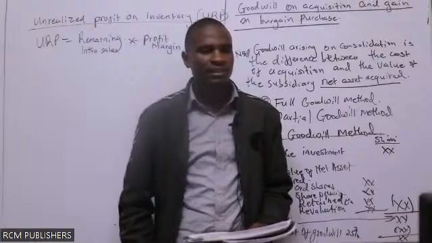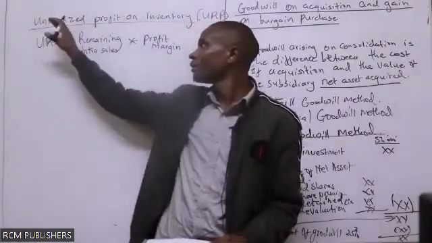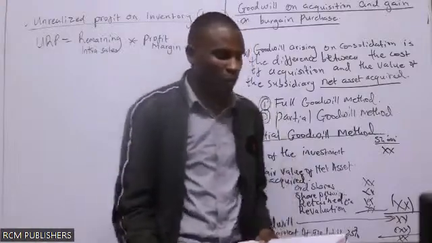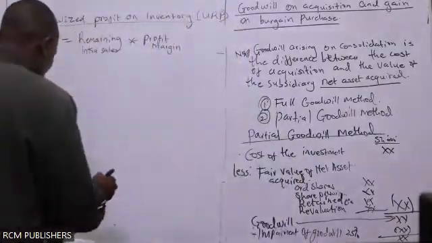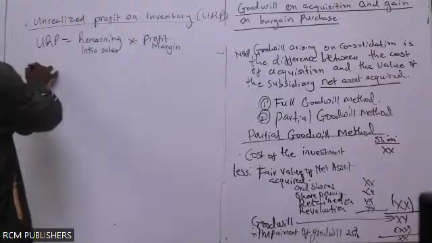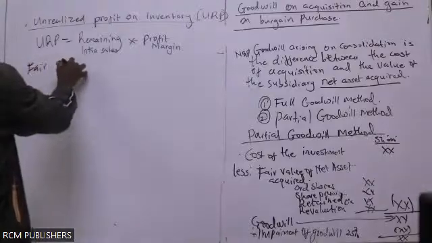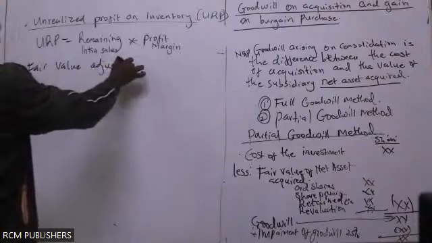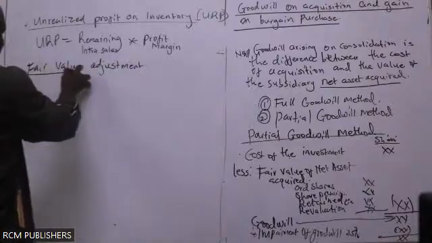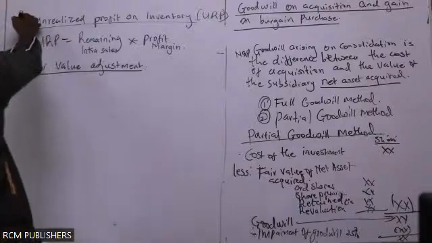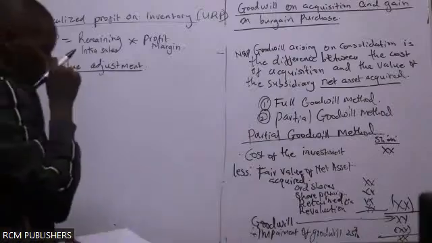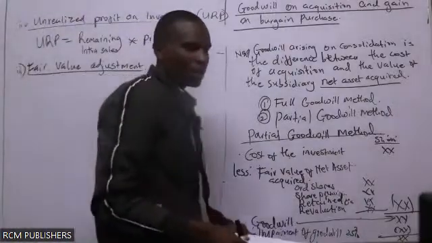Next one, now another point. We are through with that. We go to another point: fair value adjustment. Maybe this can be Roman 2, Roman 3 now. Roman 1 was the one on power. It has power.